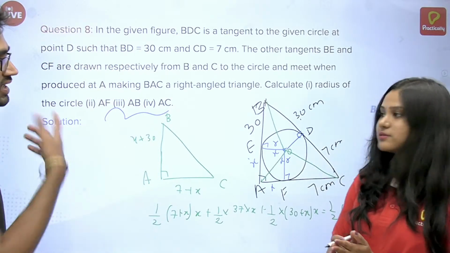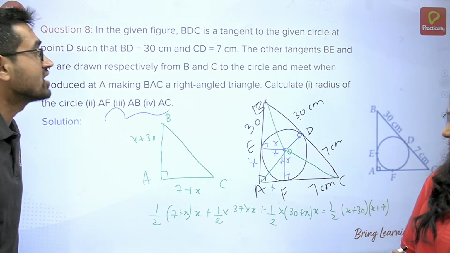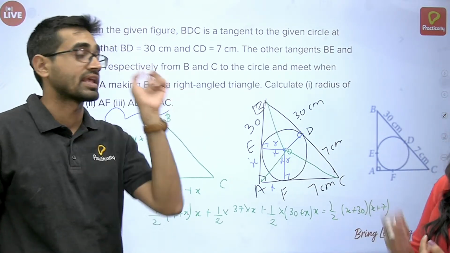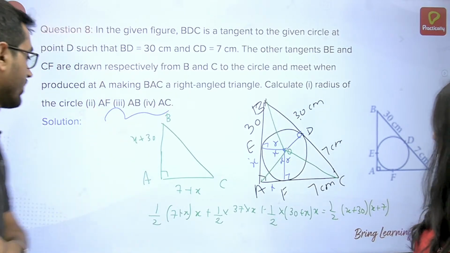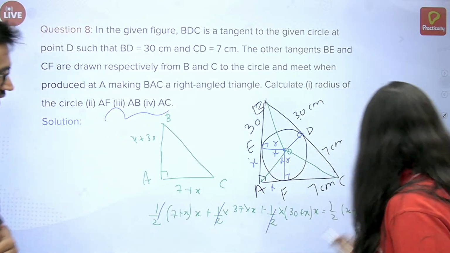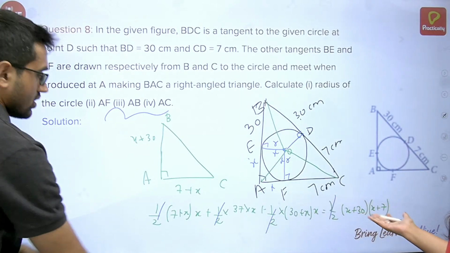If it was any other triangle, it would have been a mess, because you would have to find the semi-perimeter, then s minus a and all these things. So I think you can solve it now. Just remove the half and you create a quadratic equation.